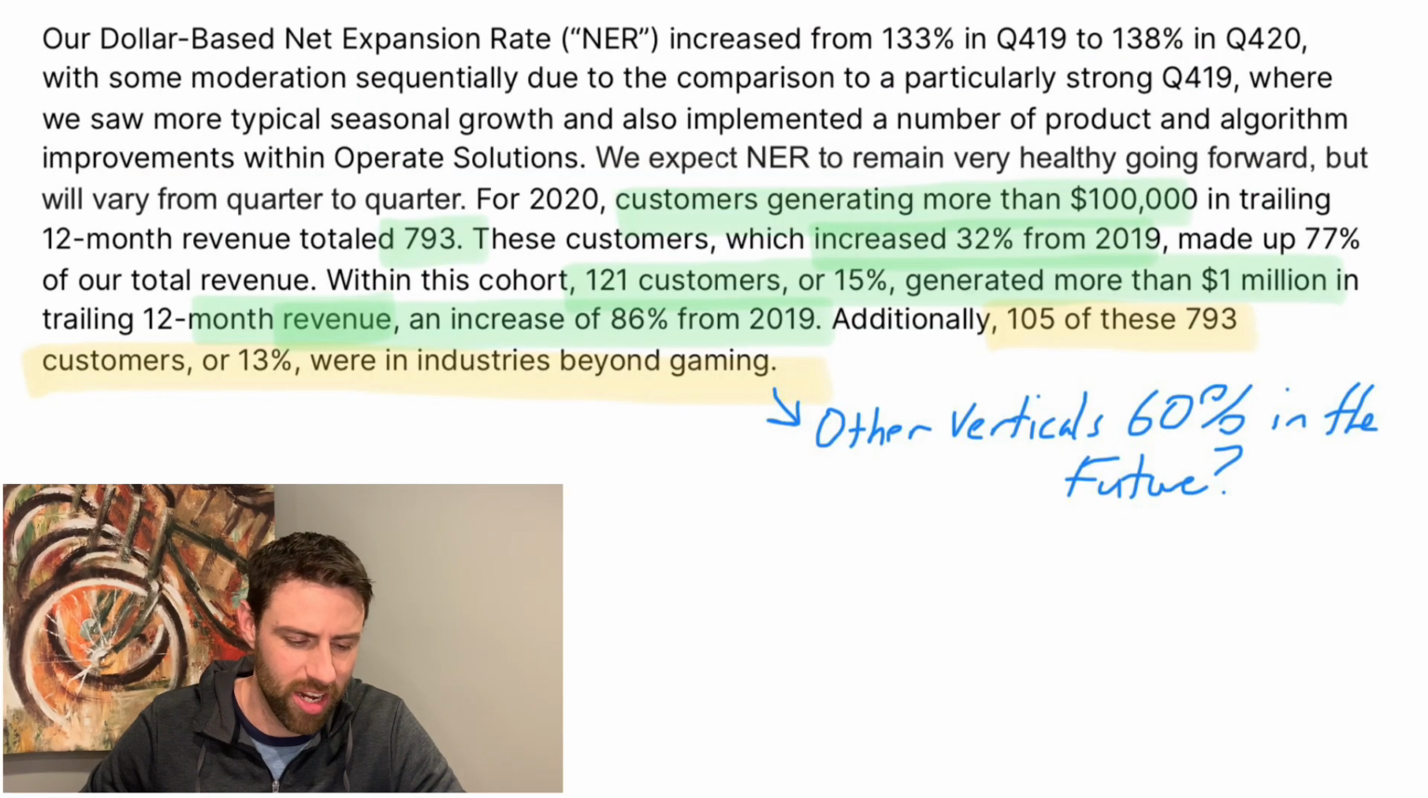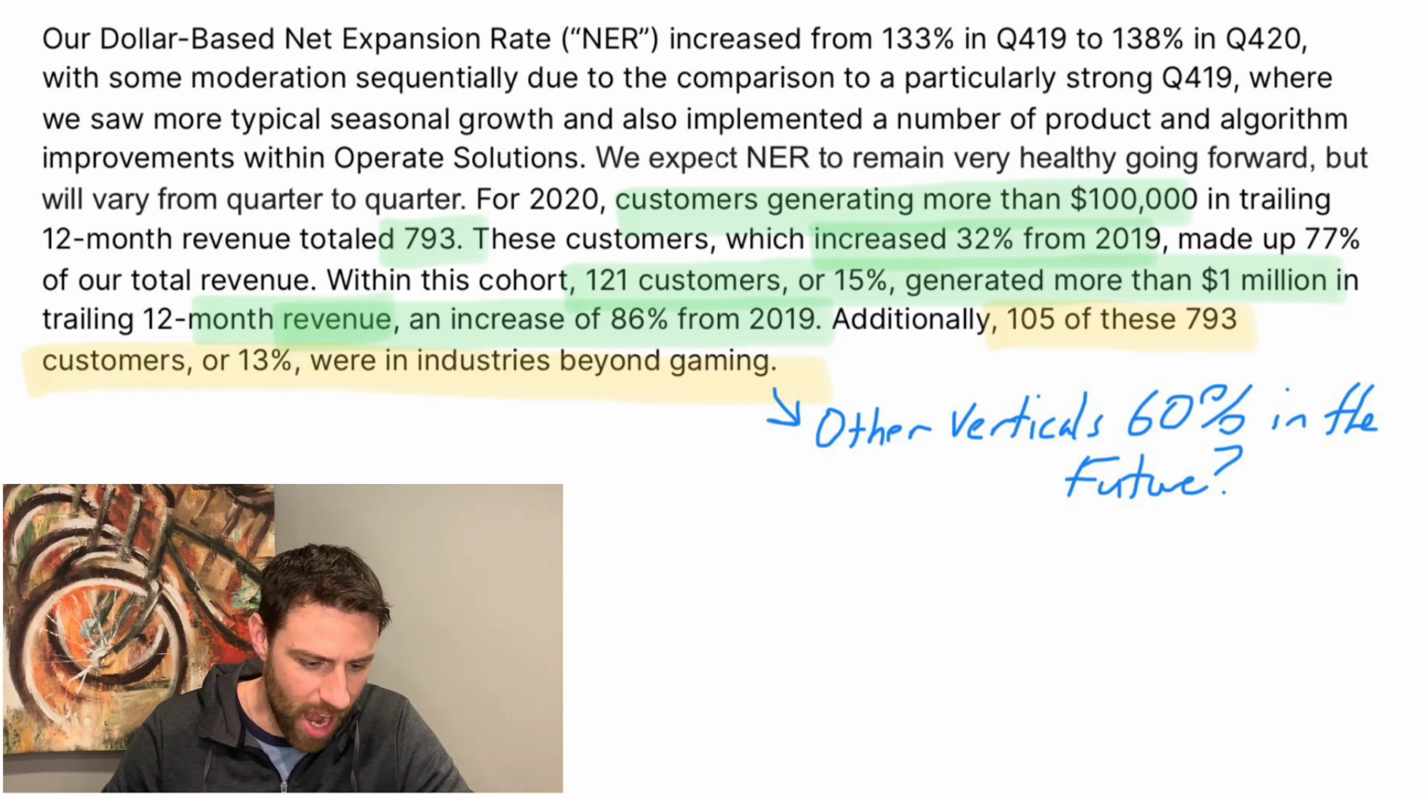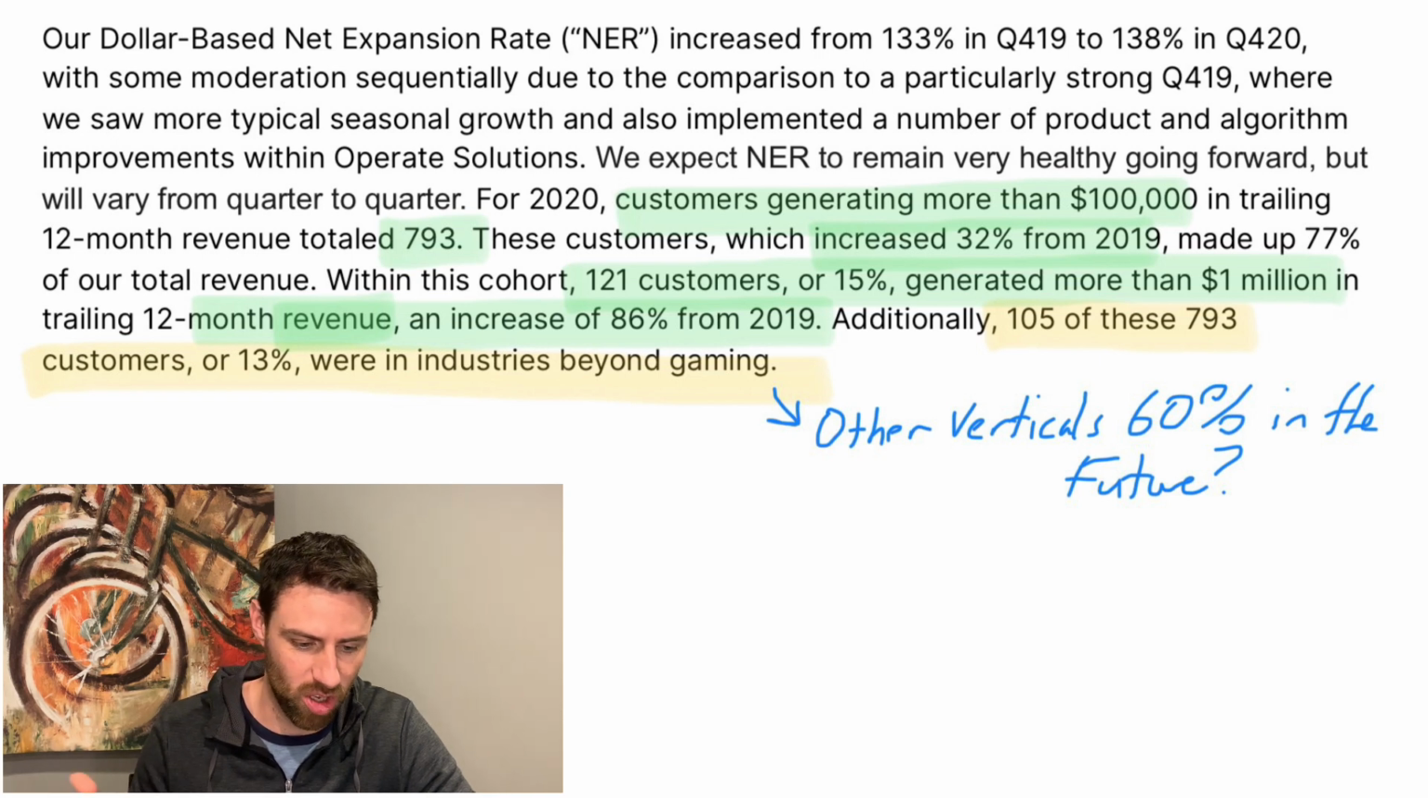That's where the majority of their revenue comes from. Another thing to like about Unity, they have very low customer concentration risk. They have 793 customers that generate $100,000 or more in revenue, and that's a 32% increase from 2019. And they have 121 customers, or 15% of their customers, that generated more than $1 million in revenue for them last year, and that's an increase of 86% from 2019.